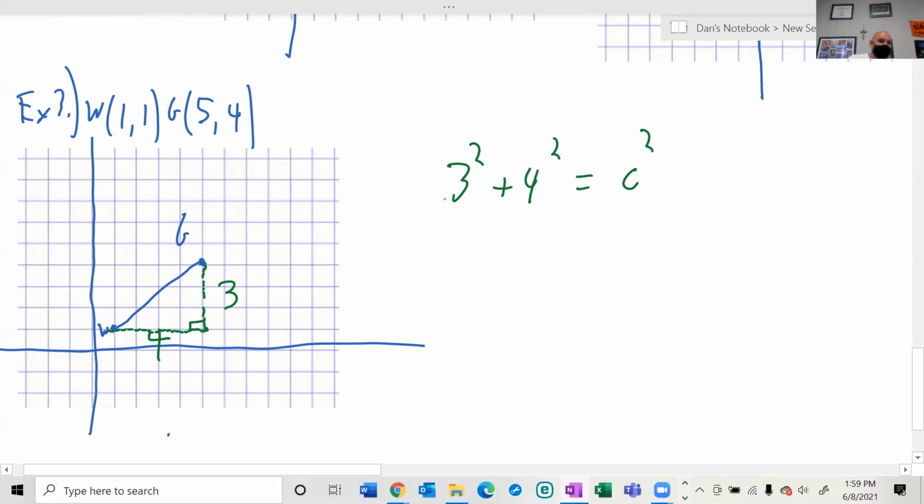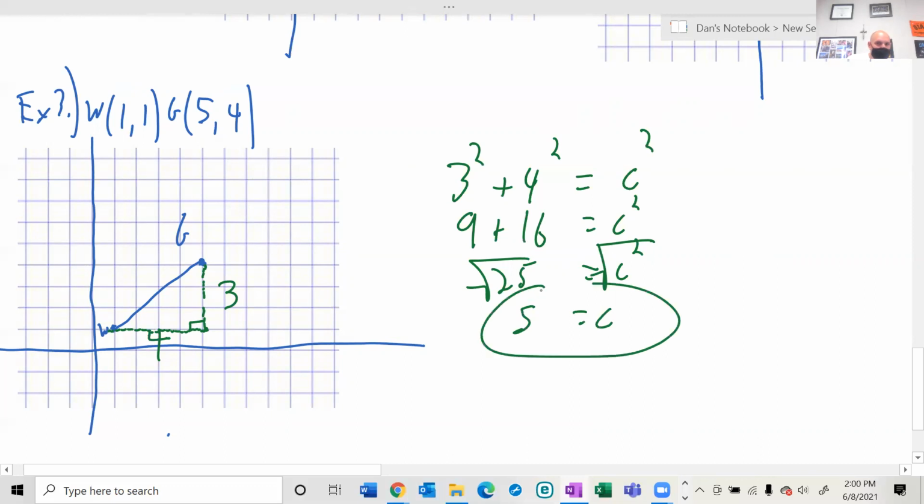Now I can figure this out. 3 times 3 is 9. 4 times 4 is 16. 9 plus 16 is 25. You guys all should have some exposure to Pythagorean theorem. Then you take the square root. The square root of 25 is 5. See, all you're going to do is use Pythagorean theorem to figure out what this diagonal line is. We have to use Pythagorean theorem because you can't just sit there and count it.